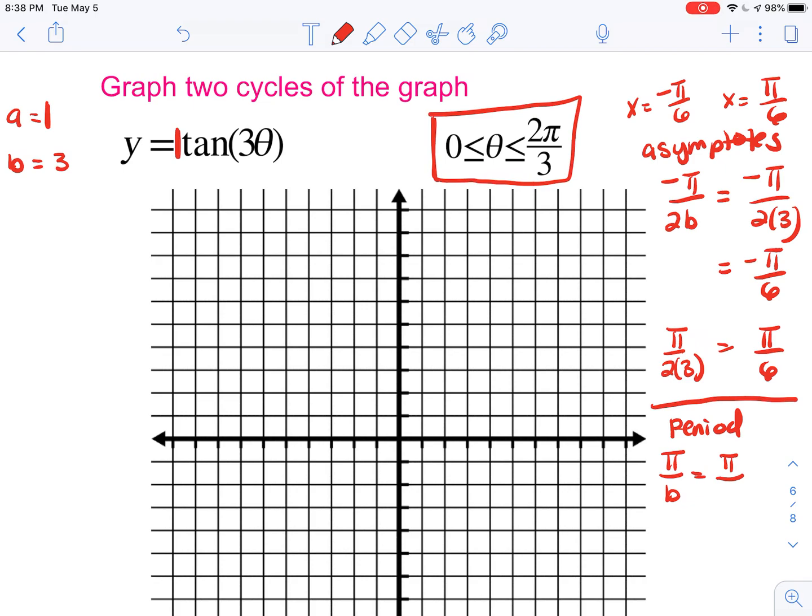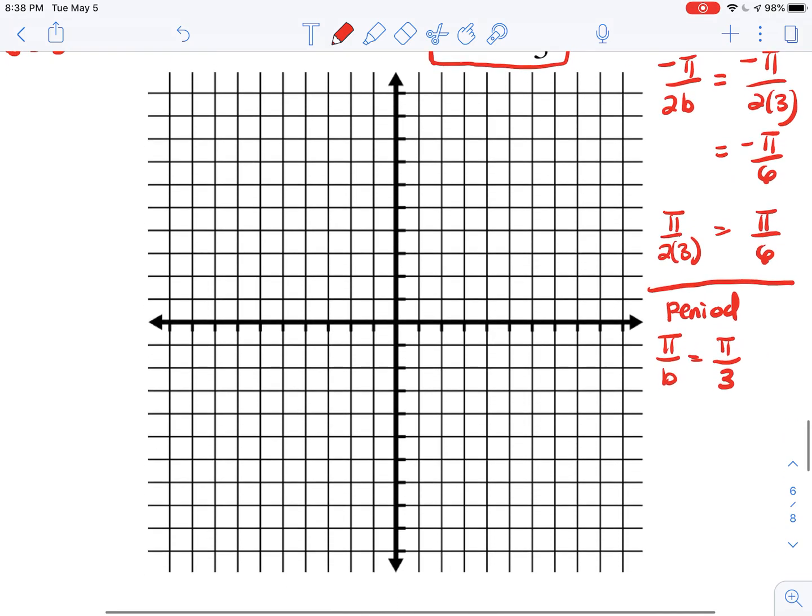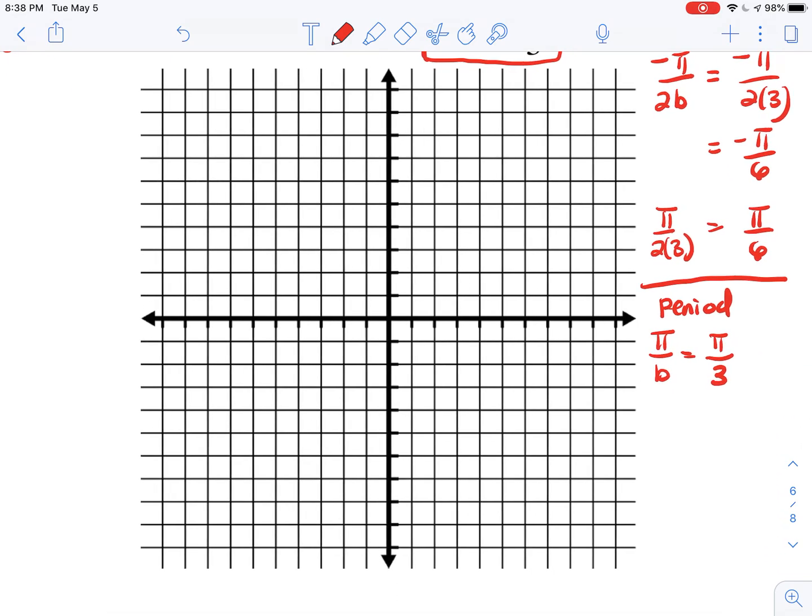Okay, what else do we need to know? We need to know our period. Now, for tangent functions, our period is pi divided by our b value. So in this case, it's going to be pi divided by 3. So we should see one full cycle every pi over 3 units. Okay, which makes sense because there's pi over 3 units in between negative pi over 6 and pi over 6.